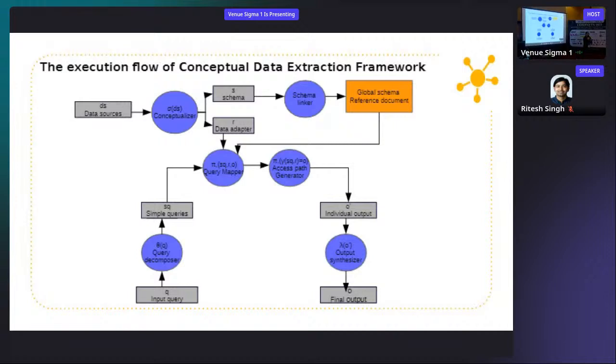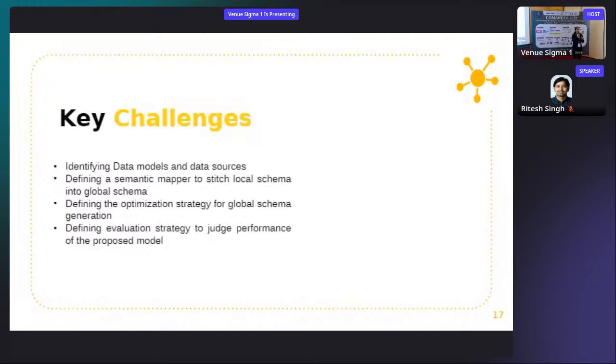Now, this is a white paper that I have proposed, and we are still implementing it, so I couldn't present the results here. But the key challenges that we are trying to address in the entire implementation are, first, identifying the baseline data sources and the data models to propose and implement the architecture.